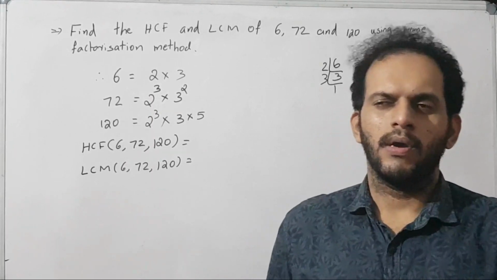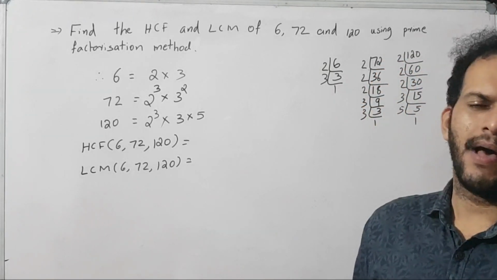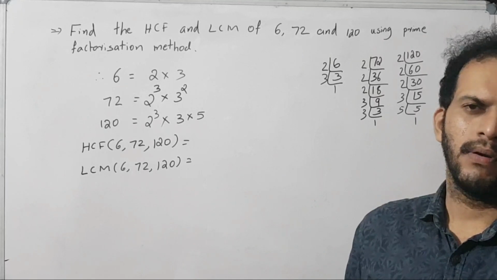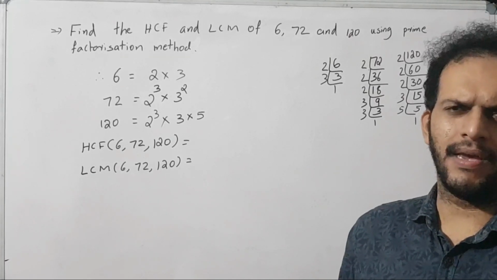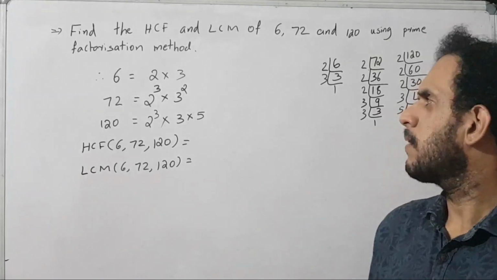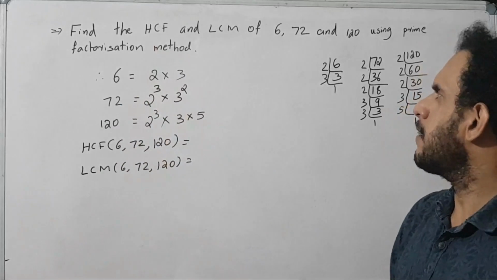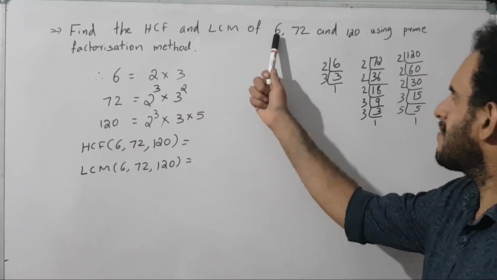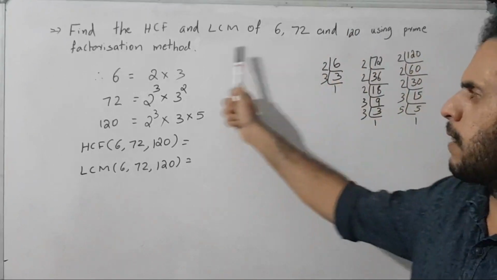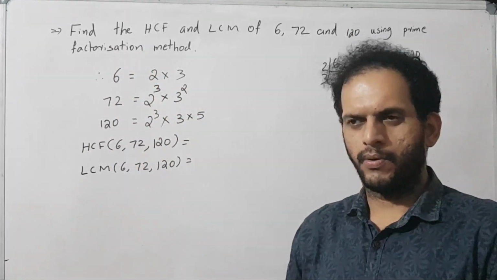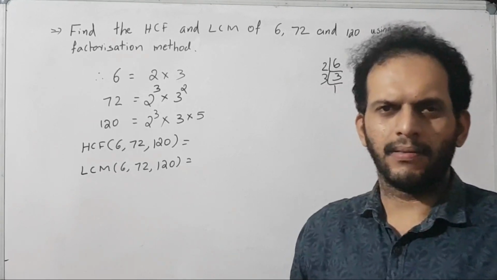So now here we are discussing how we find the HCF and LCM of three numbers. Okay, the same idea, that is not changed, the same idea we follow here. The question is like this: find the HCF and LCM of 6, 72 and 120 using prime factorization.